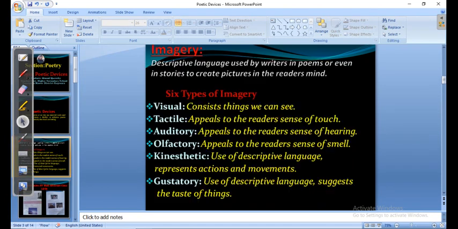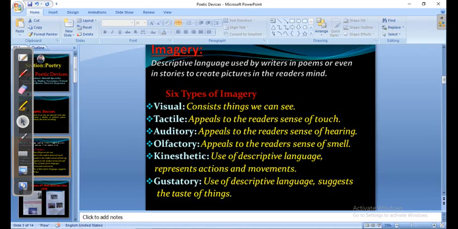There are 6 types of imageries: visual, tactile, auditory, olfactory, kinesthetic, gustatory. Visual clearly signifies things that you can see. Tactile appeals to the sense of touch. Auditory appeals to the reader's sense of hearing. The sense of touch is here in Miracles.